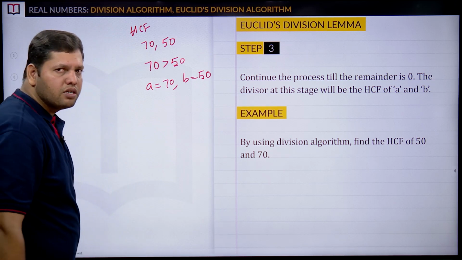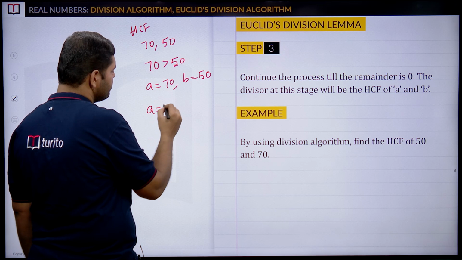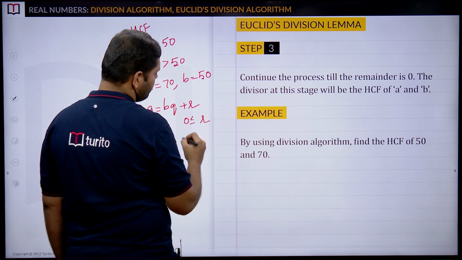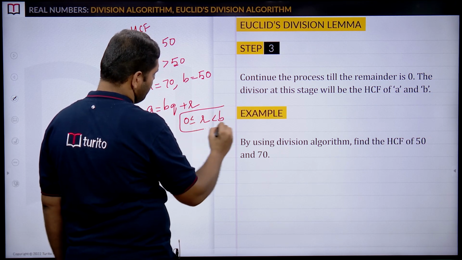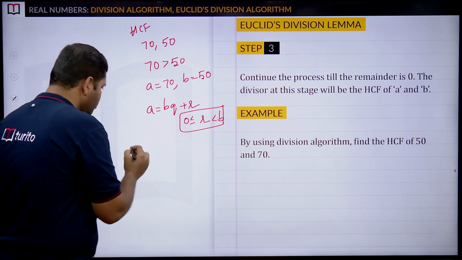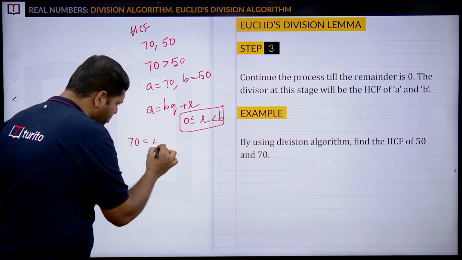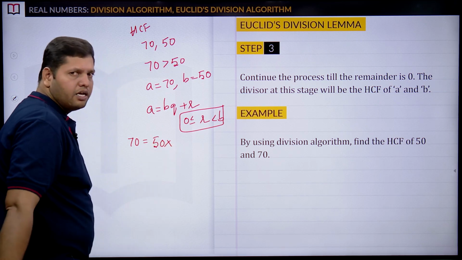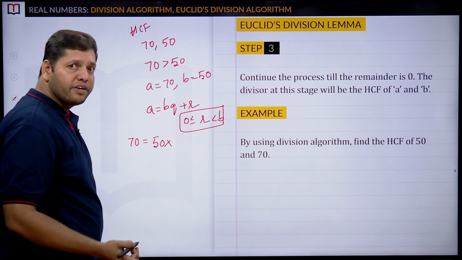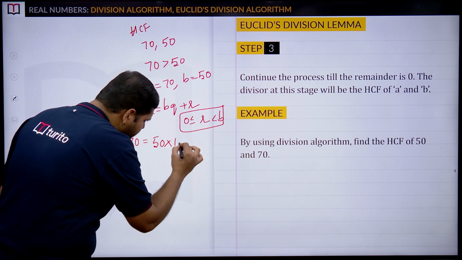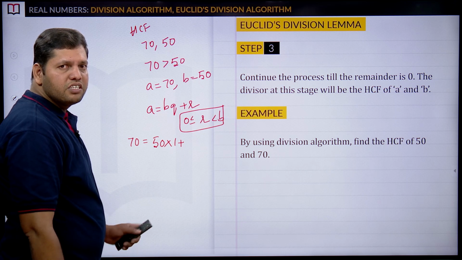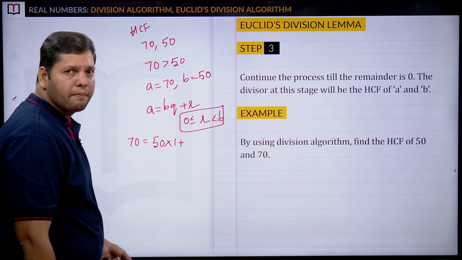So what is the division algorithm, children? Euclid division algorithm. We can write as A is equal to BQ plus R, where R is greater than or equal to 0 and less than B. So this is the Euclid division algorithm condition. Now here A is equal to 70. Now tell me, children, how many times can 50 go into 70? 50 ones are 50, 50 twos are 100, so we can't go 2 times, we can go only 1 time. So 50 ones are 50. So the remainder is 70 minus 50. Yes, it is 20.